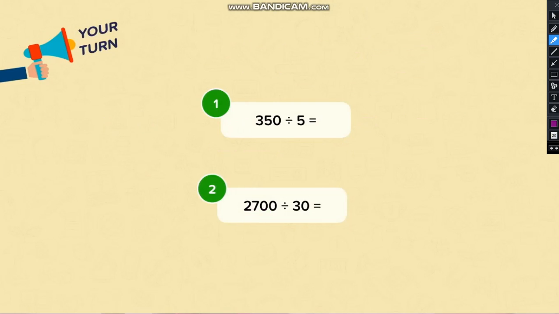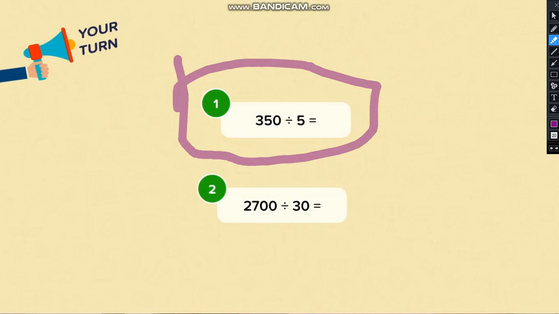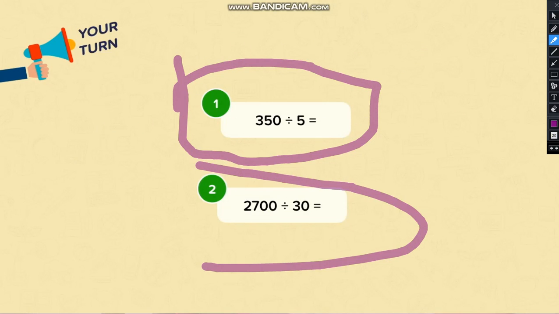Now it's your turn. Work out the answers to these questions. 350 divided by 5, 2,700 divided by 30. Remember, when you're solving these calculations, try to do them in your head without writing anything down. Pause the video and have a go.